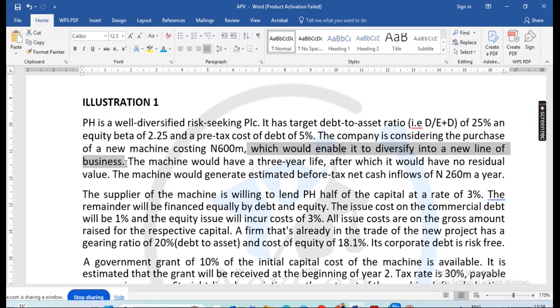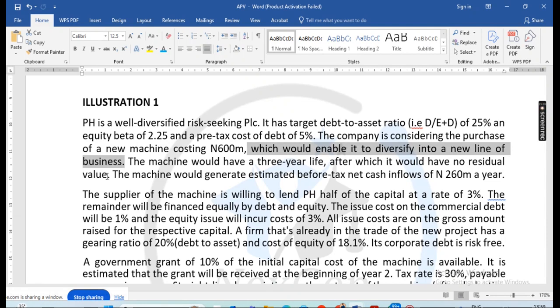Is that not so? Now, which will enable the company to do what? To diversify. The machine would have a 3-year life. The useful life of the machine is 3 years, after which it would have no residual value. It means that after the end of the 3 years, there is no residual value. The residual value will be what? Nil.